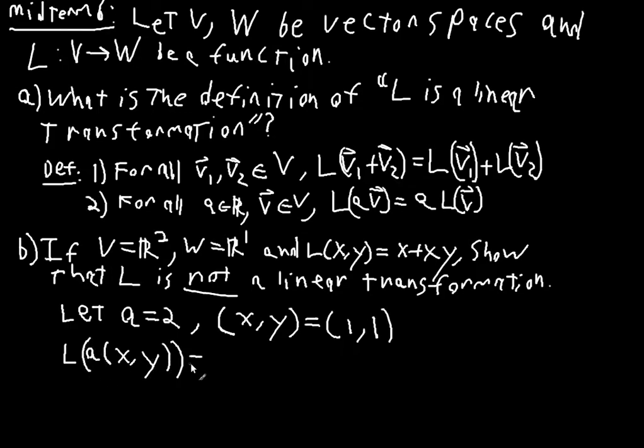Okay. This is going to equal L of, well, we're doing 2 times the vector x y. So since A is 2 and x y is 1, 1, 2 times 1, 1 is going to give us 2 comma 2. And now by our formula up here, this is going to be 2 plus 2 times 2, which is, this guy's going to be 4, and so we're going to get 6.